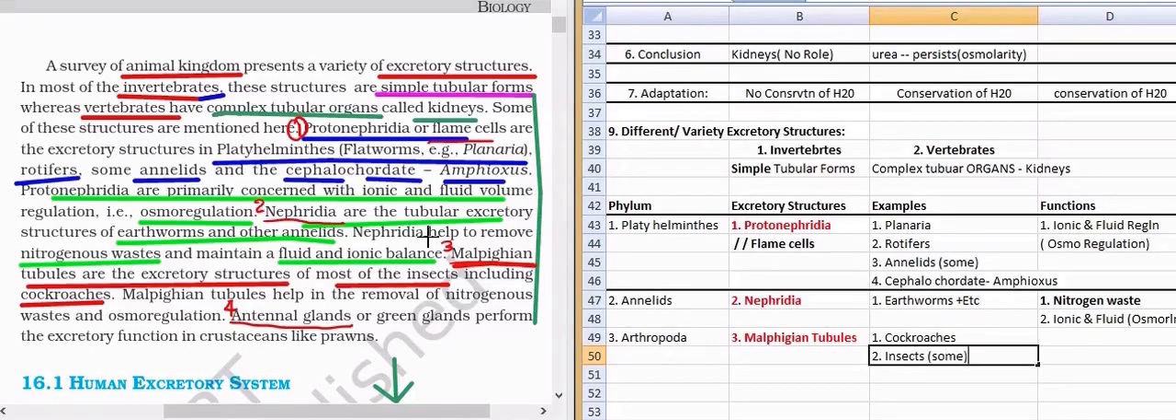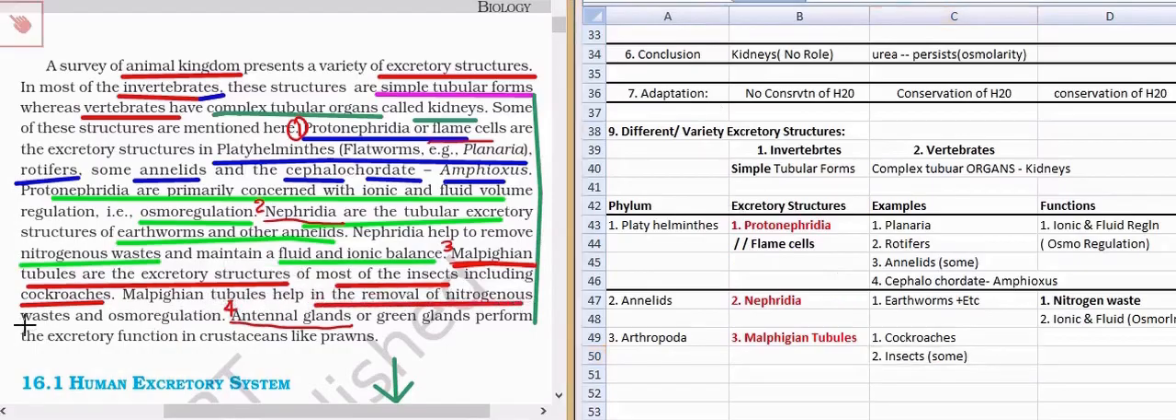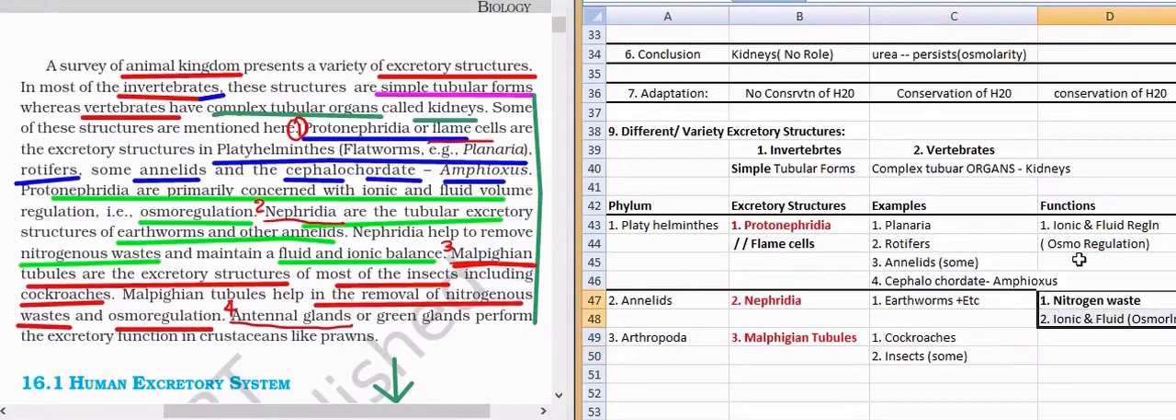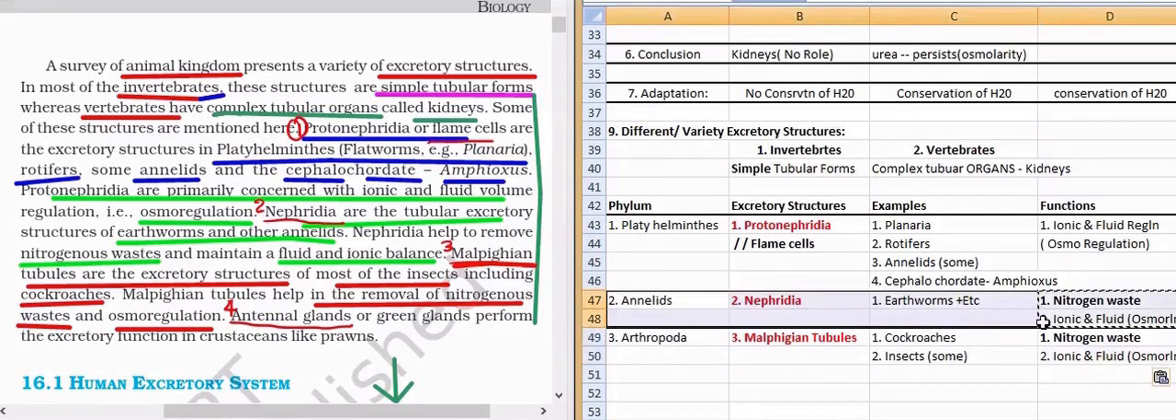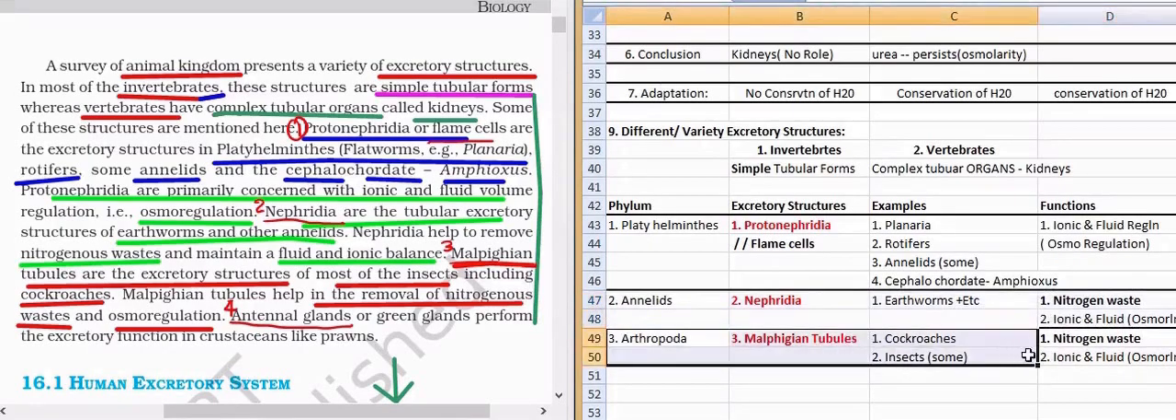Afterwards we'll see the two variations. So what is the function? They help in the removal of nitrogen waste and also osmoregulation. The same points. So simply we can copy this: nitrogen waste, and ionic fluid, that is nothing but osmoregulation. The osmoregulation word will apply for all. So this is the third.